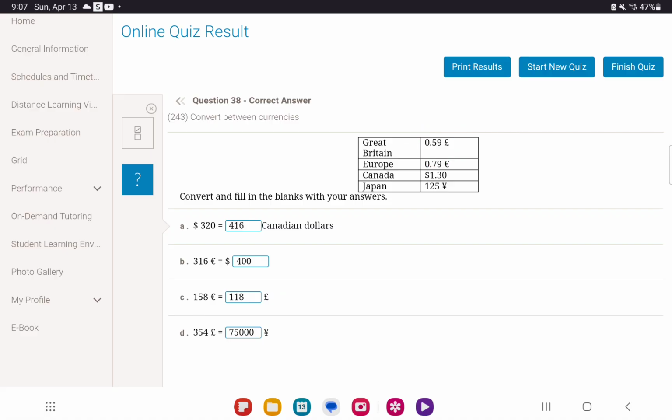Okay, now the last one is we have the Great Britain one. We have to change it to dollars first. So 354 divided by 0.59, you get 600, and then 600 times 125 yen, you get 75,000, and that's your answer.